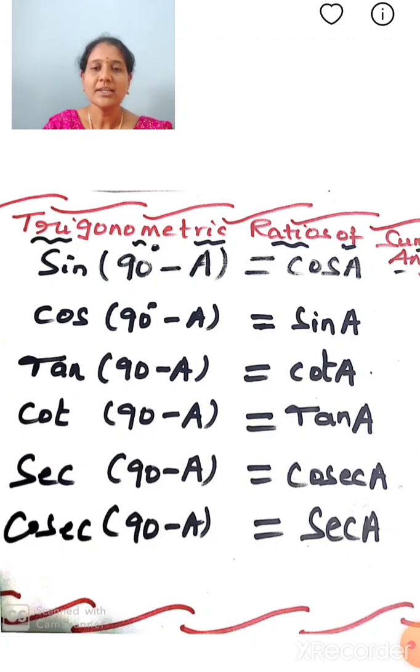Likewise, cot of 90 minus 30 degrees, or 90 minus 16 degrees. What is the value of sec of 90 minus 16 degrees? Cosec 16. What is the value of cosec of 90 minus 16 degrees? Sec 16 degrees. Like that, there are problems in our textbook.